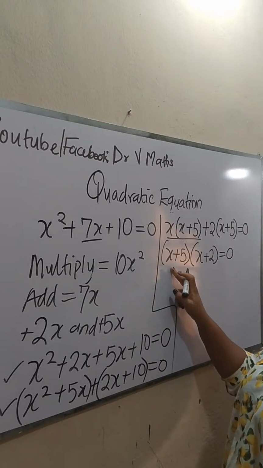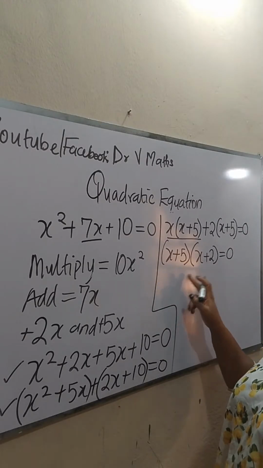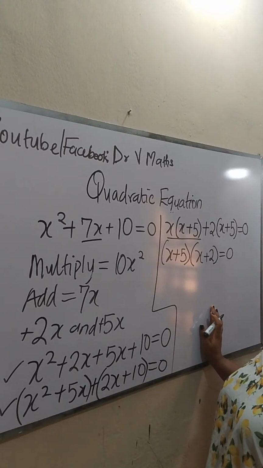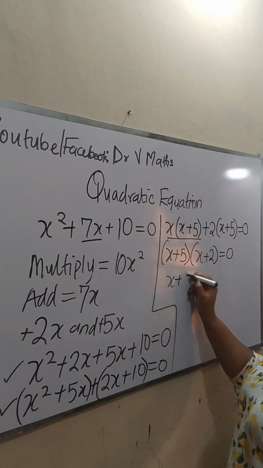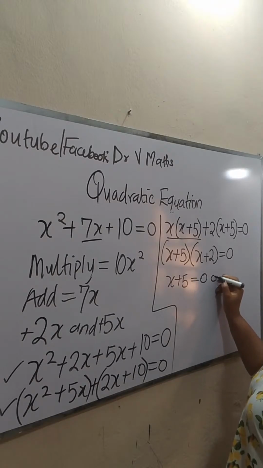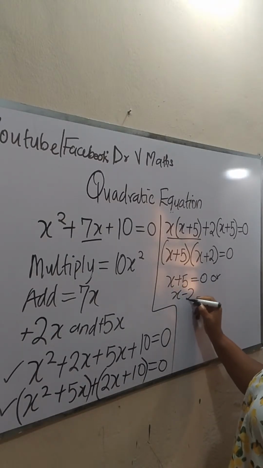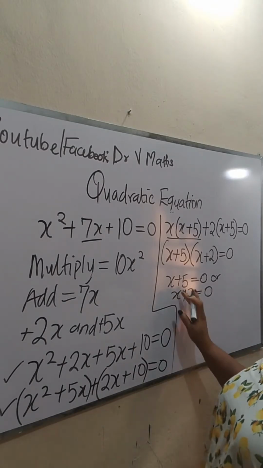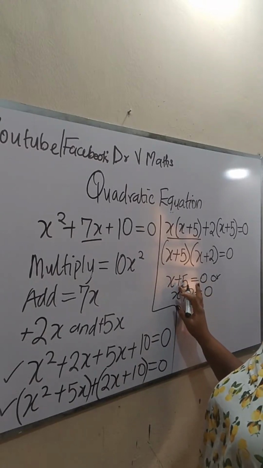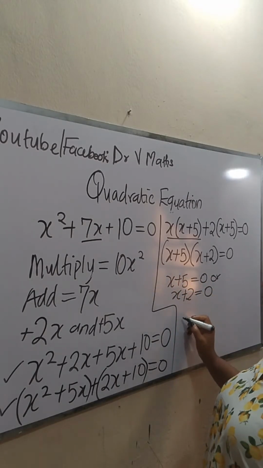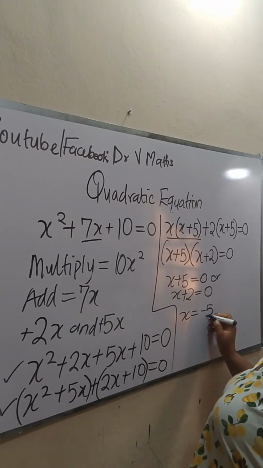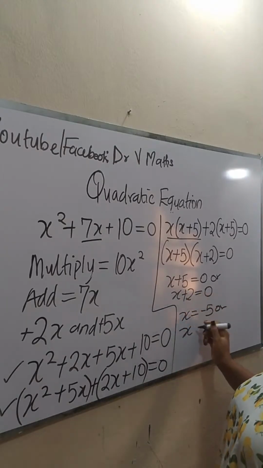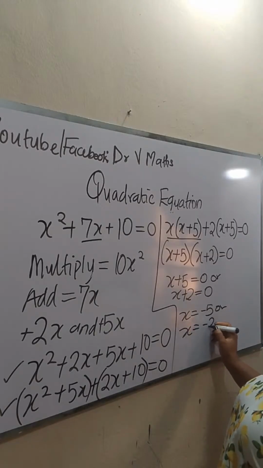Whenever you have two parentheses multiplying each other and equal to 0, it simply says that either of them is 0. So you can say that x plus 5 is equal to 0, or x plus 2 is equal to 0. We now solve to get our x. When this positive 5 crosses the equality sign, it becomes negative 5, so x is equal to minus 5. Or when this positive 2 crosses the equality sign, it becomes negative 2, so x is equal to negative 2.